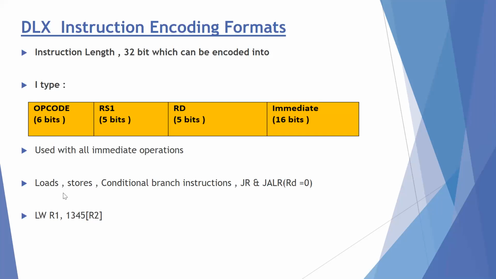The register source 1 and destination, and then we have the immediate field. Now by default, the 16-bit data which is there in the instruction is 1345. So the 16 bits of the immediate data in the instruction is encoded here, right?